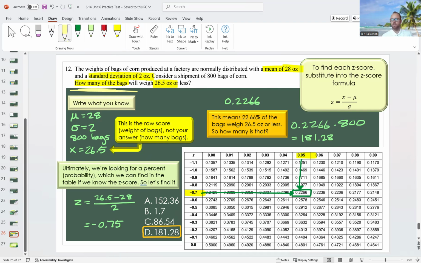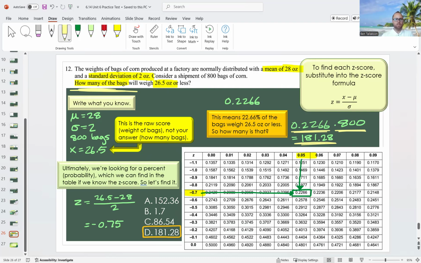And just like you calculate percent of anything else, you need to take the total. So look at that, that 800 was needed and important for solving. You need to take the total and multiply times the percent as a decimal to give you 181.28 bags.